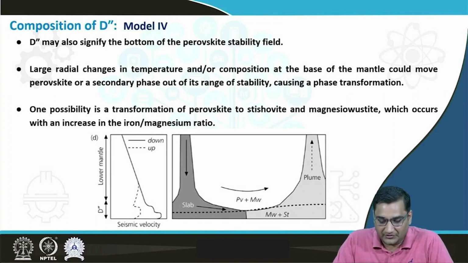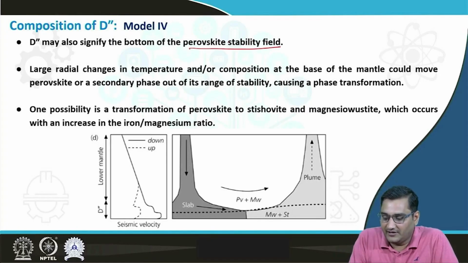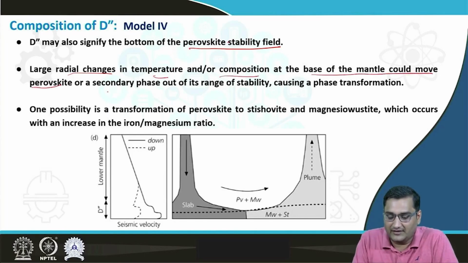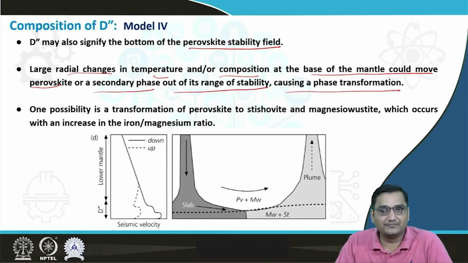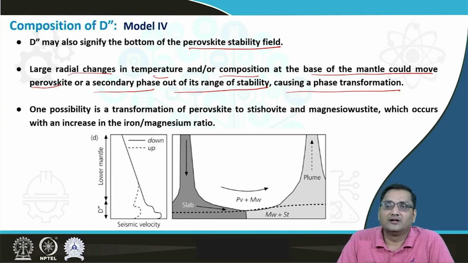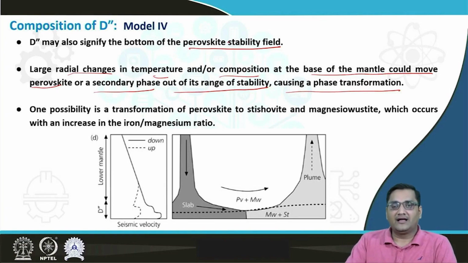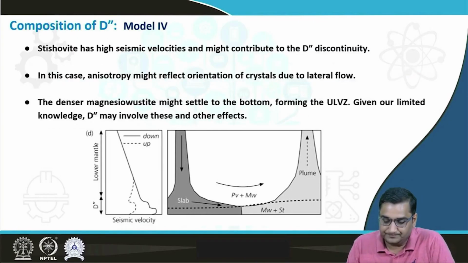And the last possibility that we should talk about is that the D double prime may also signify the bottom of the perovskite stability field, and large radial changes in the temperature and or composition at the base of the mantle could move perovskite or a secondary phase out of its range of stability, causing a phase transformation. And one possibility is a transformation of the perovskite to stishovite and magnesiowüstite, which occurs with an increase in the iron and the magnesium ratio.